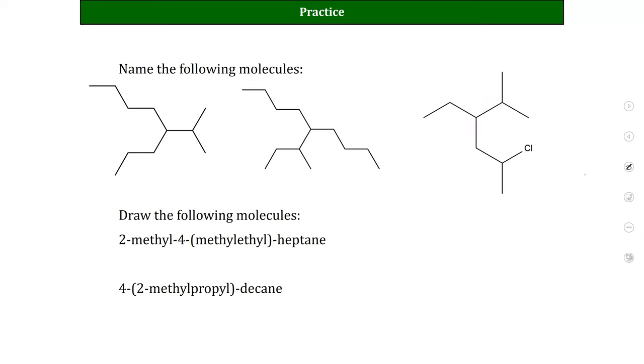Going the other direction. One of the reasons going the other direction is easy is because you get to decide how you're going to write your primary carbon chain, right? You don't need to write it twisted around like this. If it's heptane, just draw 7 in a row.